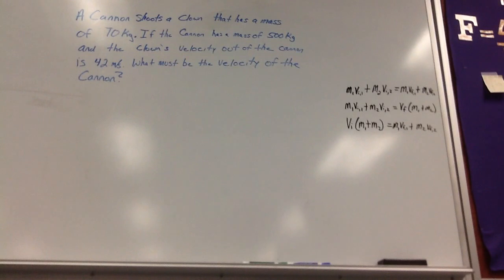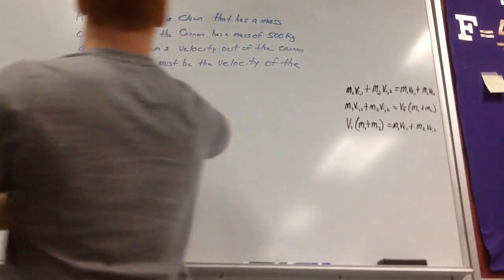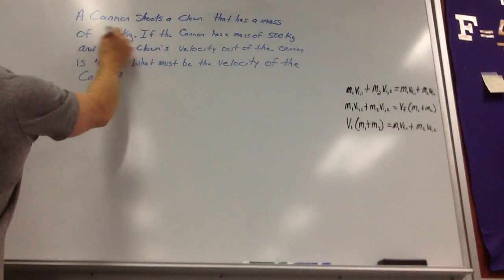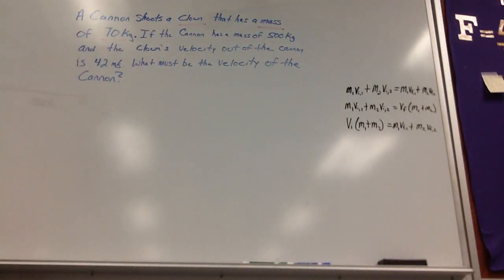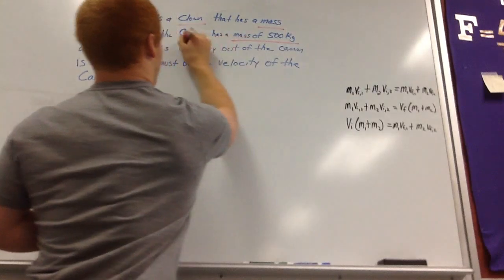Okay, so we have the problem. A cannon shoots a clown that has a mass of 70 kilos. If the cannon has a mass of 500 kilograms and the clown's velocity out of the cannon is 42 meters per second, what must the velocity of the cannon be? So first we have a mass of 70 kilograms, and that is the clown. Then we have, if the cannon has a mass of 500 kilograms, we have the mass of the cannon.